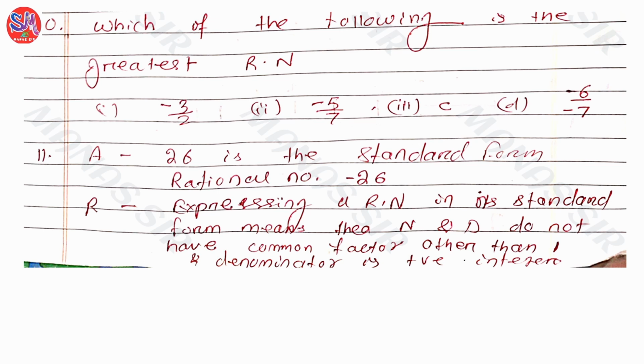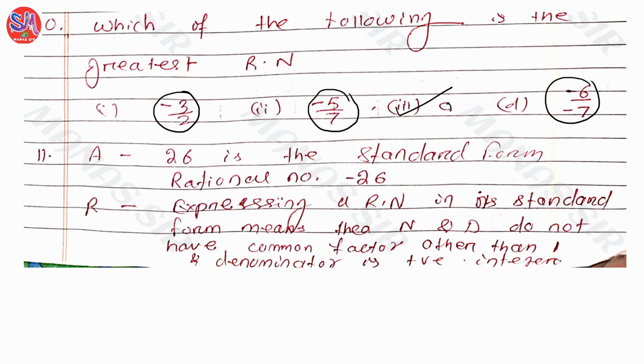Which of the following is the greatest rational number? Okay. It is a negative rational number. Okay. This is also a negative rational number. This is 0. This is also a negative rational number. So we can write 0 is the greatest, because we know that 0 is greater than all the negative rational numbers. That's why. So the answer is 0.